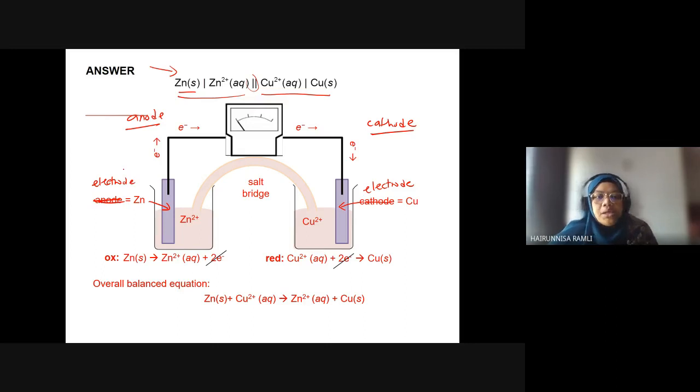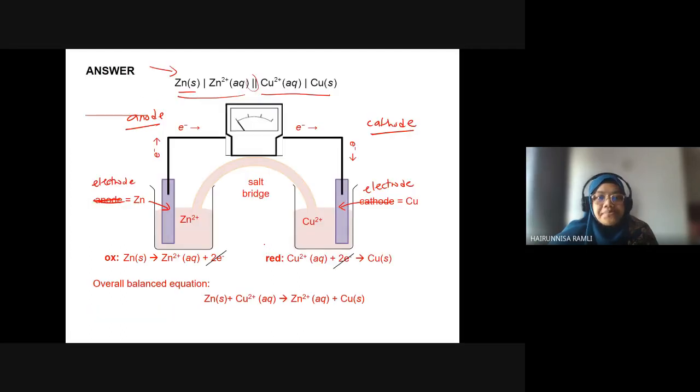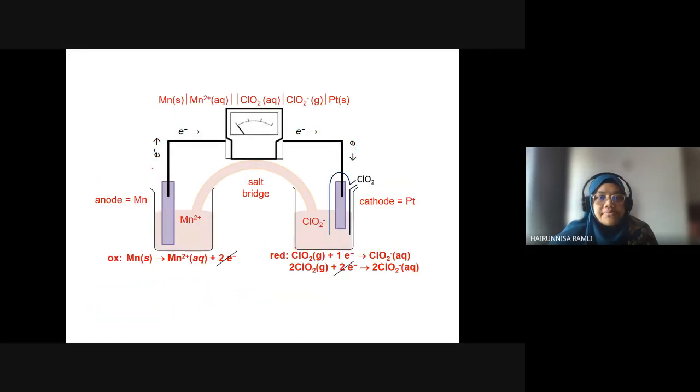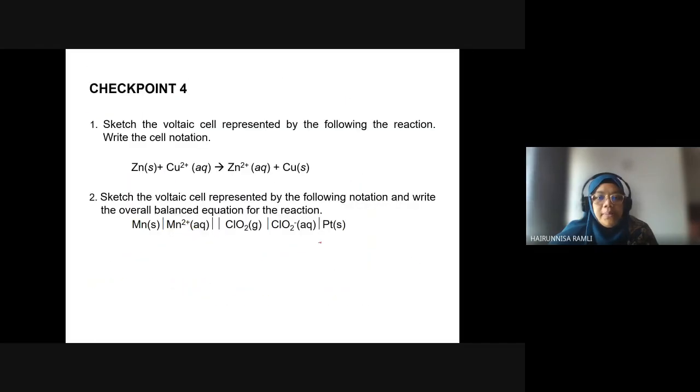Okay, so dia tak minta pun you label salt bridge kan. Sketch your voltaic cell, then write the cell notation. Itu sajalah yang dia nak. Okay, after that, second question. Second question, dia bagi pula dalam bentuk cell notation. Dia nak balance equation dan juga voltage cell.